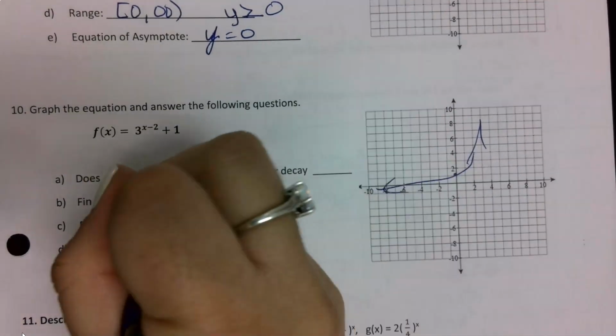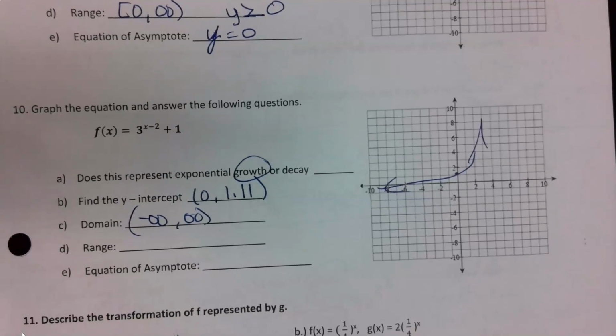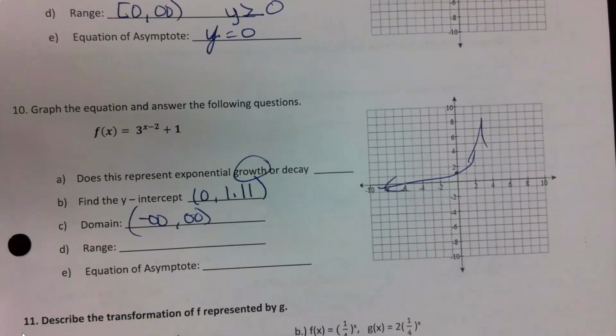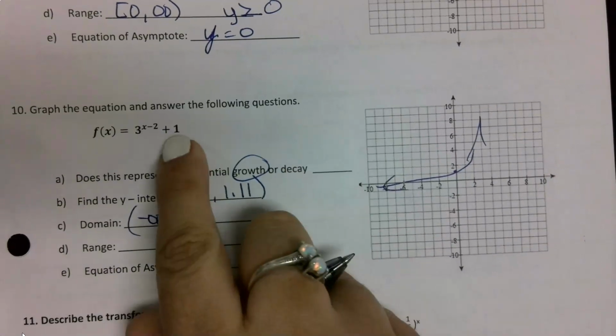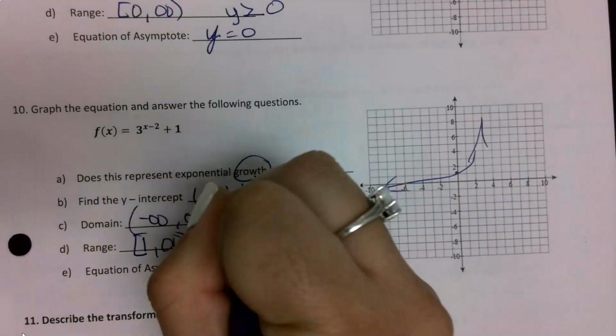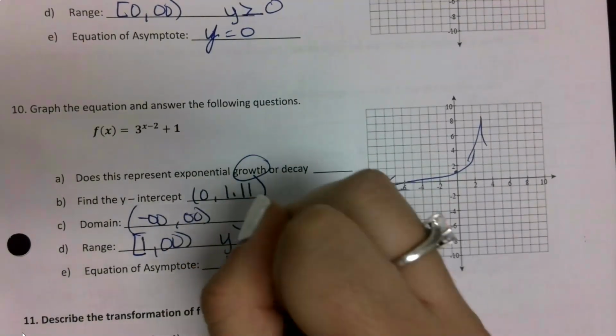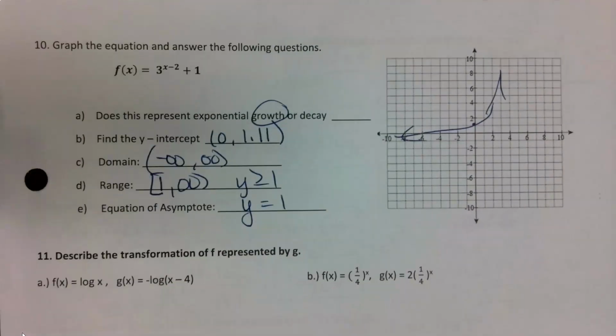My domain, again, is negative infinity to infinity. So for exponential equations, the domain is all real numbers. For logarithmic equations, it's my range that's always all real numbers. My range here, because of this plus 1, is going to shift it up 1. So it's going to be 1 to infinity, or y is greater than or equal to 1. And then the equation of my asymptote matches that, so y equals 1.